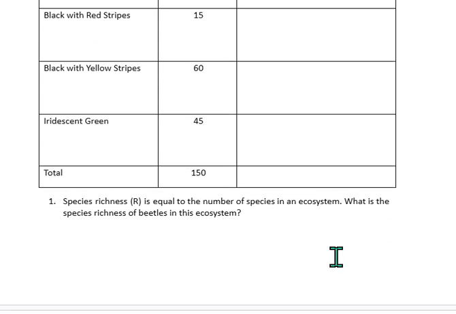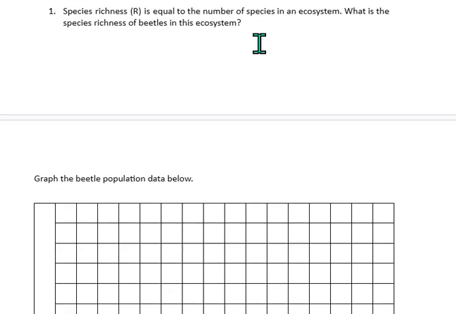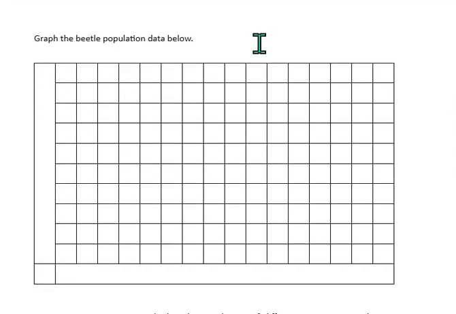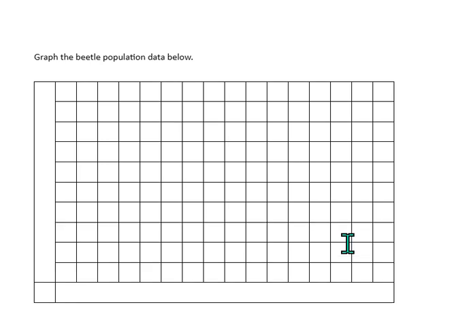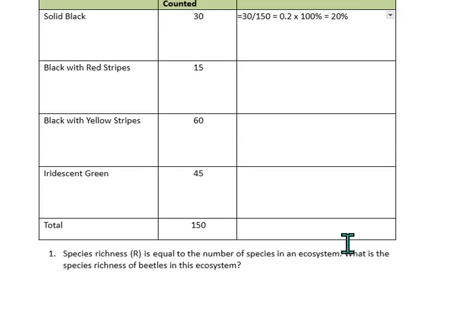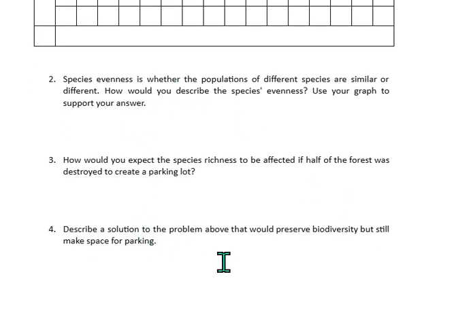And then as you scroll down and you work on the rest of the assignment, I will give you some instructions. So species richness is just the number of species. You should be able to get that from the data table. We'll count each phenotype as a different species. And then you'll graph the beetle population data below. So you could do a bar, for example, for each of the beetle species that represents how many or what percent were that type. And then you'll use your graph to help you answer the final 3 questions.